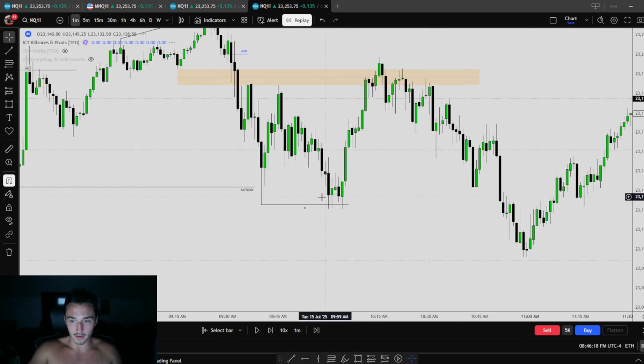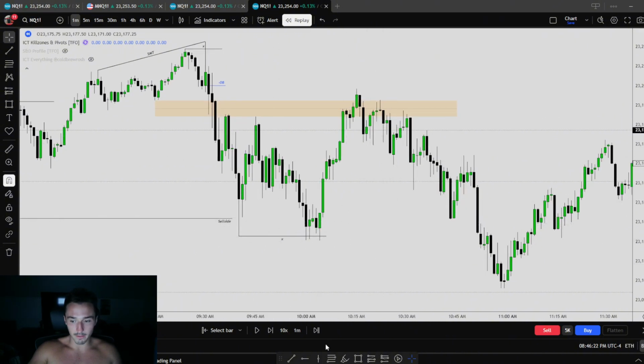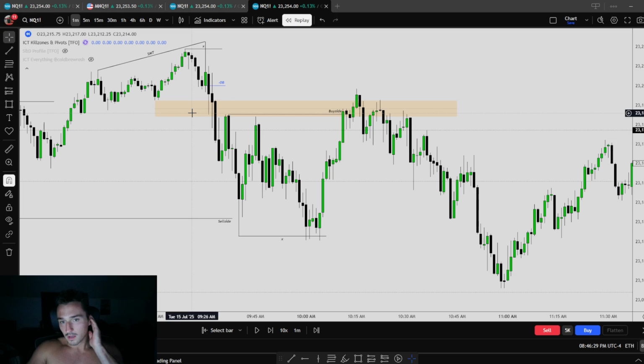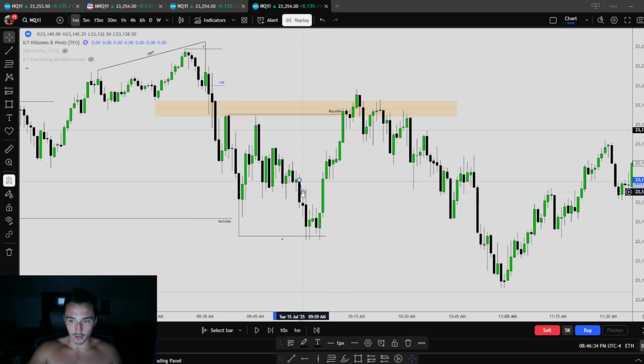So we have external to internal trading. We can just mark off this high because it's basically just this high. We have equal highs right here. So what can we do? Right here becomes our change in delivery.